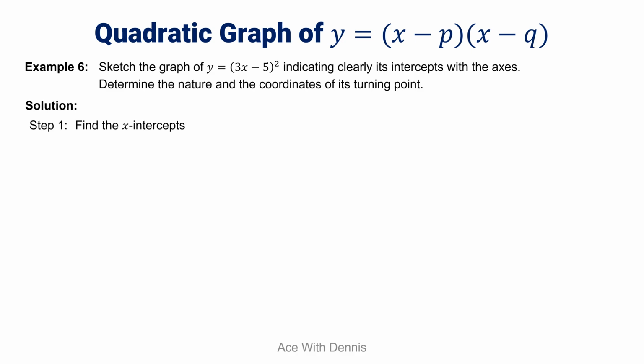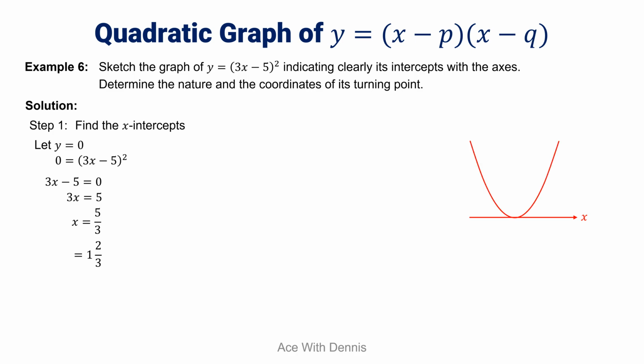Step number 1, we find the x-intercept. So to find the x-intercept, we let y equals 0. Then the equation becomes 0 equals bracket 3x minus 5 square, which means 3x minus 5 equals 0. We solve this equation, 3x equals 5 and x equals 5 over 3. Or you can change it into a mixed number, which is 1 and 2/3. So for this case, we only have one root. Then we start to draw the graph. We draw the x-axis, and for this case it is a smiley face because the coefficient of the x squared is positive. As you can see from here, when you draw this curve, it only touches the x-axis at one point, and this point is 1 and 2/3.